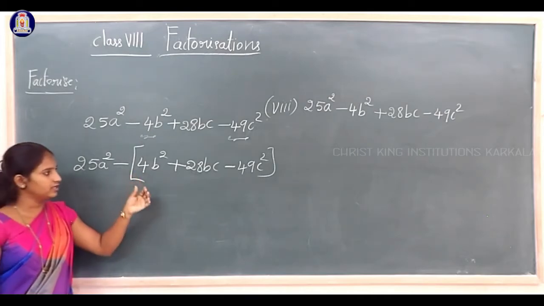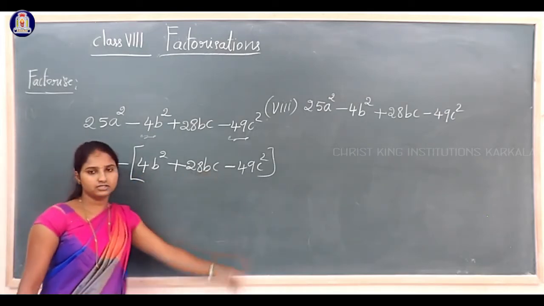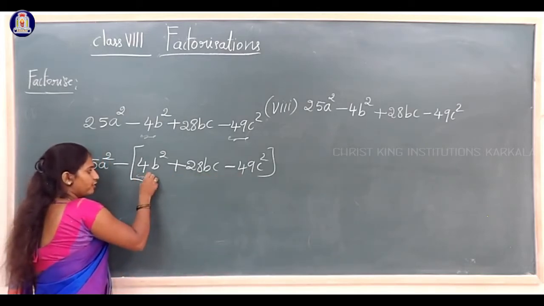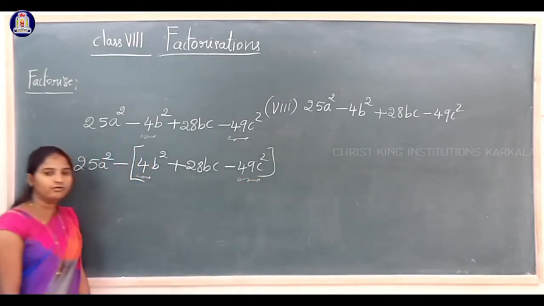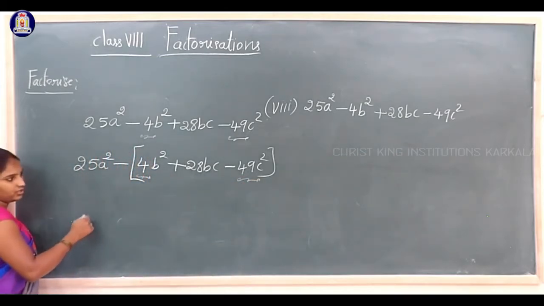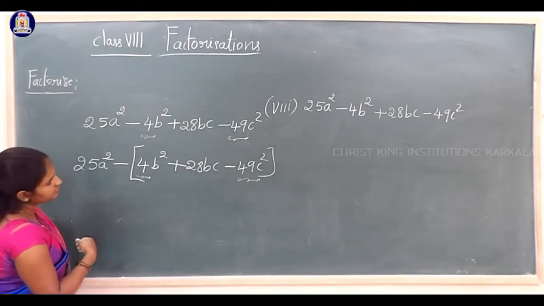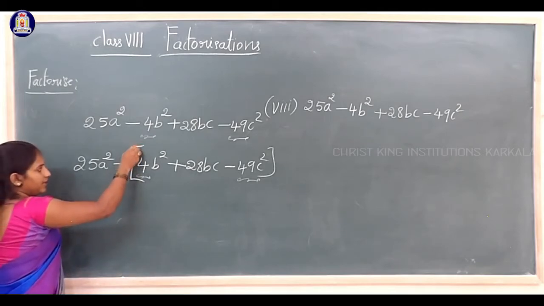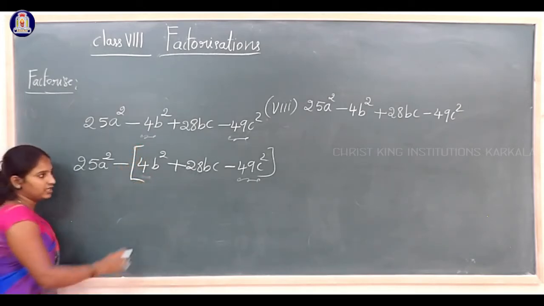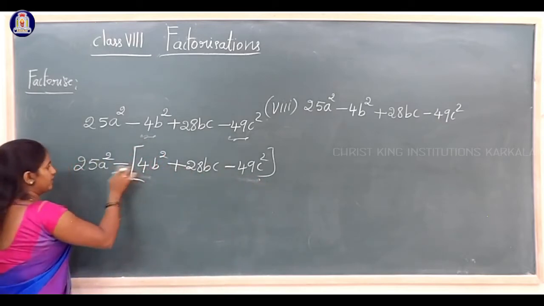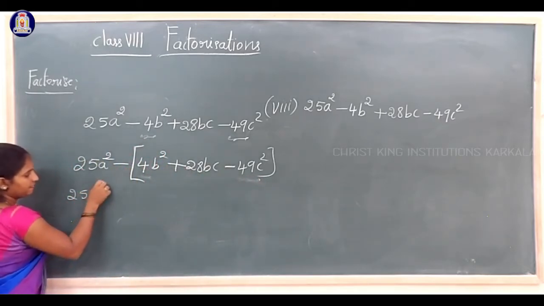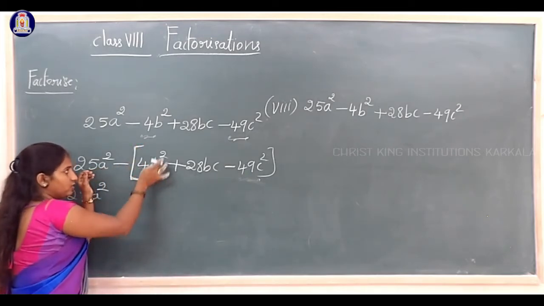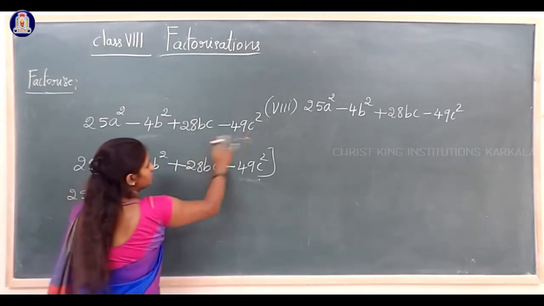So now if you observe this, can you factorize the given three terms, like 4b square, 28bc, 49c square? In this, 4 is a perfect square and 49 is a perfect square. So can you use any identity? Okay. See, if you take minus outside, the sign will change now. So 25a square, now multiply the sign. If you write inside the bracket, you should not affect the question.